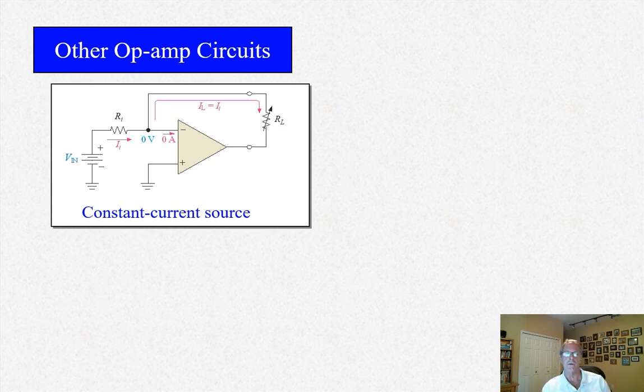LEDs like constant current, right? They operate off of current. They have a voltage drop, a specific voltage drop, but they like to operate at a constant current. So your LED lighting and things like that normally have a constant current source circuit in them.